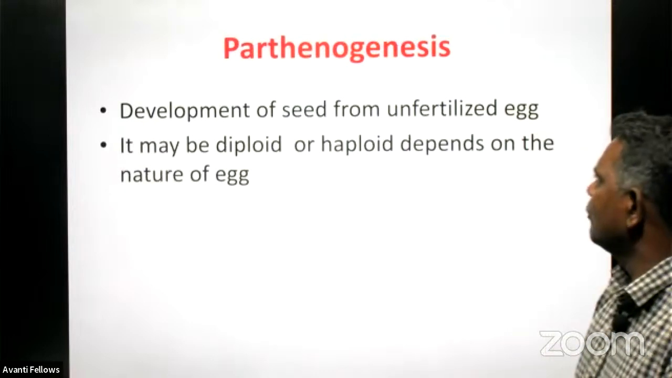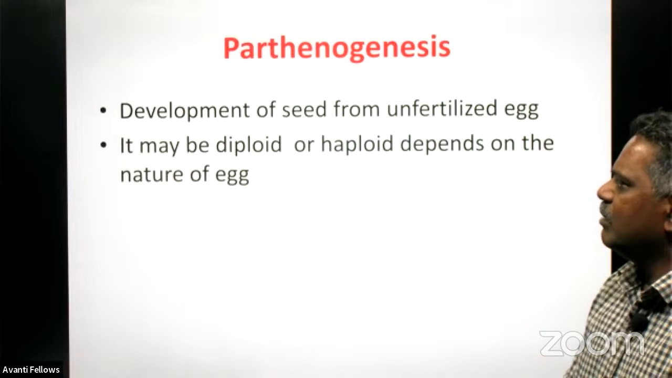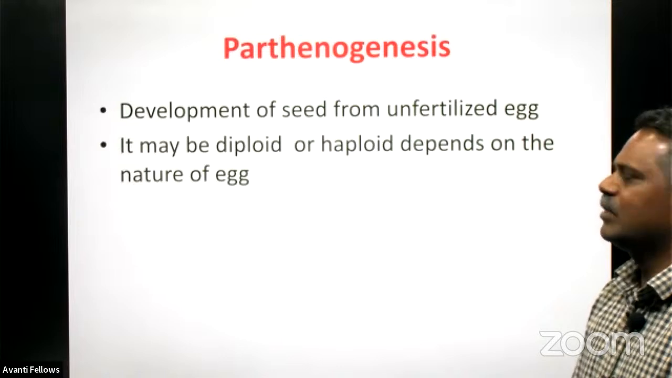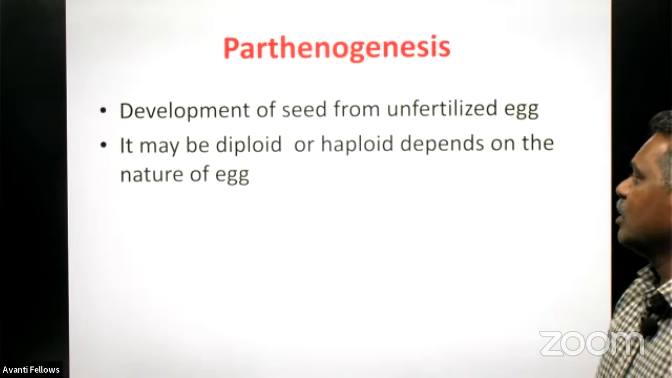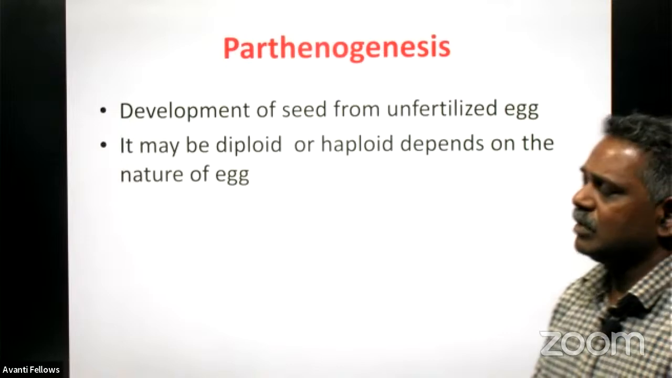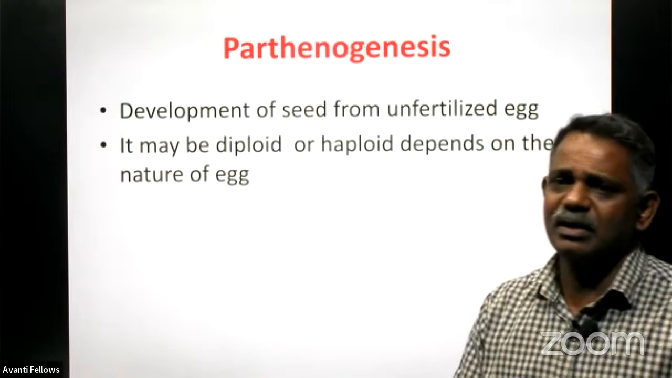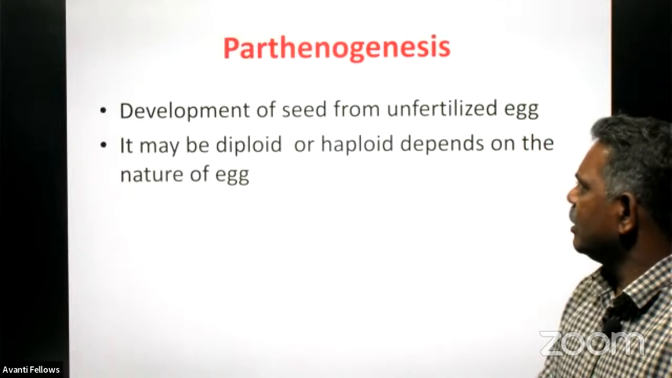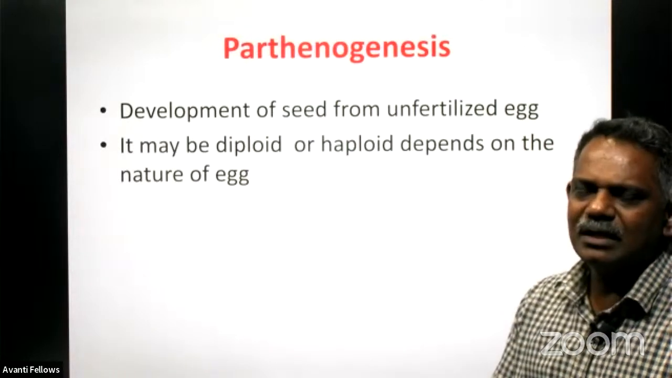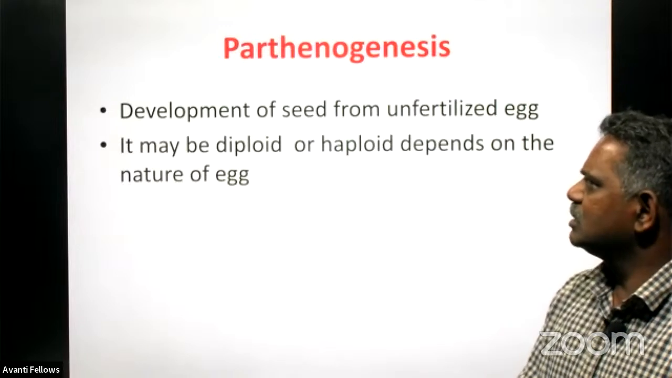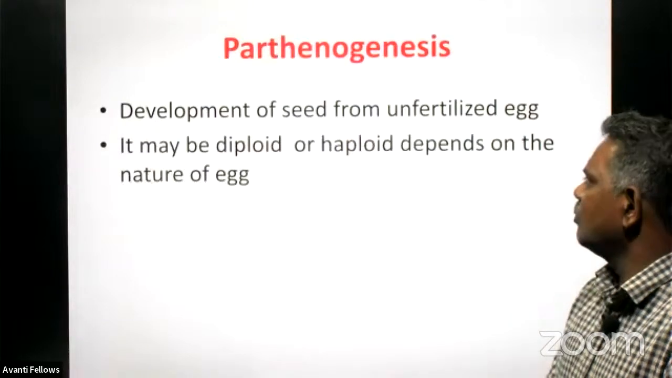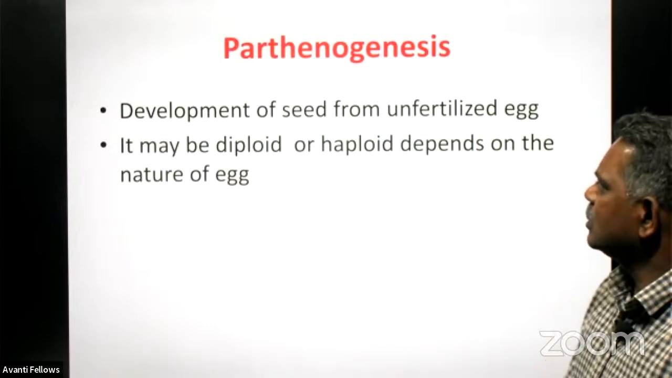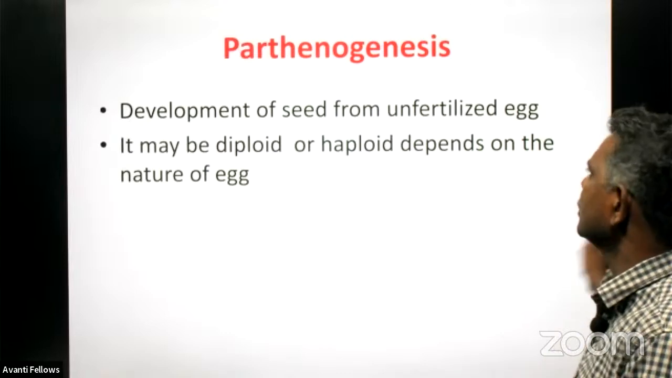Parthenogenesis is the development of seed from an unfertilized egg, and it may be diploid or haploid, depending on the nature of the egg. Sometimes I told you that the egg is diploid. If it is diploid, seeds will also develop from this unfertilized egg. So naturally the seed is diploid in nature, and sometimes it develops from haploid cells only. So naturally that will be haploid in nature, right?